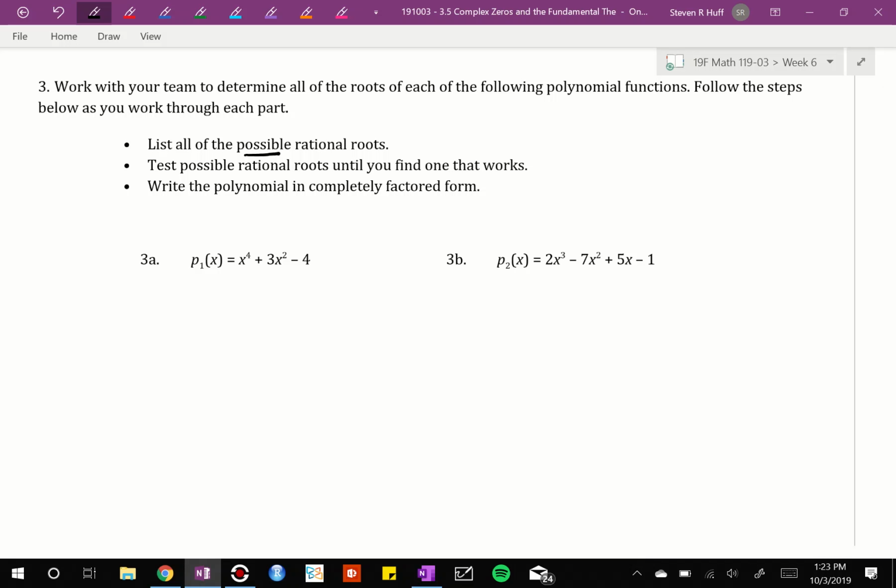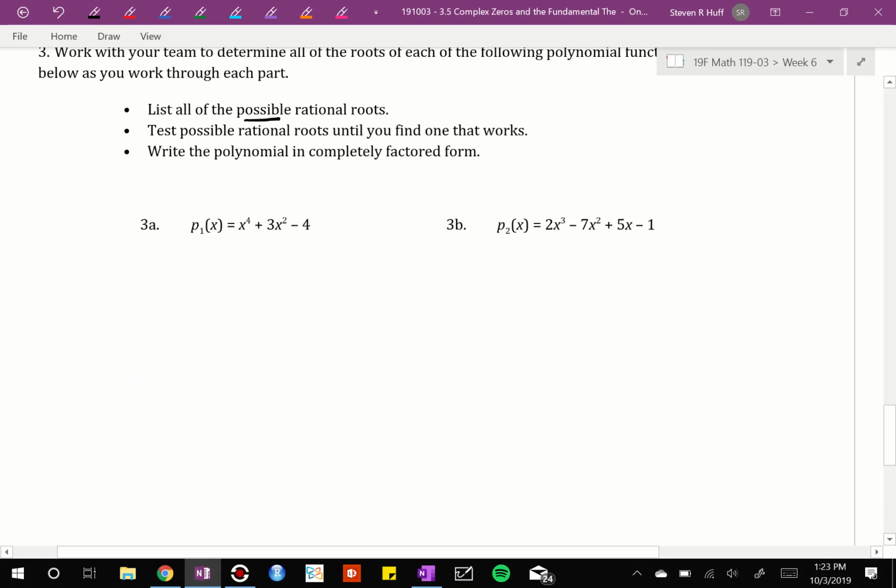But there are some intermediate steps that we need to take into account. So, list all possible rational roots. This is the rational root theorem, where it's the factors of the constant divided by the factors of the leading coefficient, in this case 1. So -4 gives plus or minus 1, plus or minus 2, and plus or minus 4, all over plus or minus 1. There's no other way we can do that.